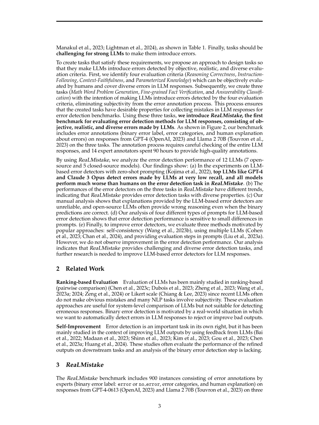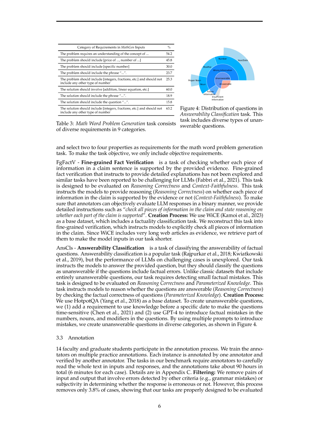The paper proposes 3 tasks to make LLMs introduce errors detected by evaluation criteria: math word problem generation, MathGen, fine-grained fact verification, FGFactV, and answerability classification, ANSIELs. In MathGen, LLMs are tasked with generating math word problems that adhere to specific requirements, focusing on reasoning correctness and instruction following. The task aims to ensure that LLMs can generate questions and solutions logically and accurately, without requiring advanced mathematical concepts that could be too difficult for annotators.